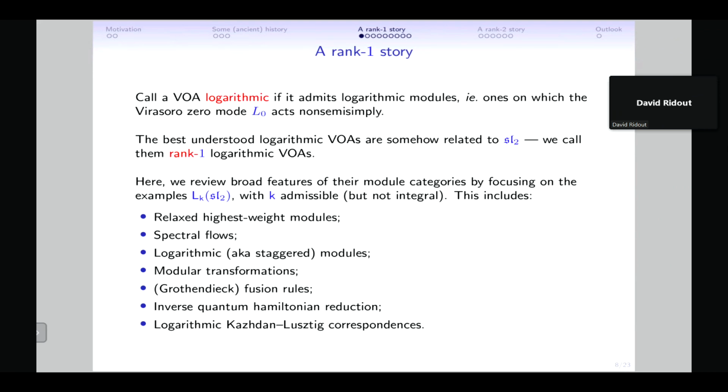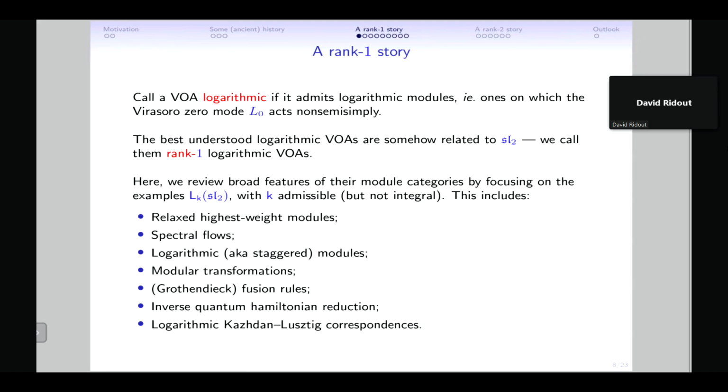And to touch base with what Dražen is going to mention tomorrow, we'll also talk very briefly about something called inverse quantum Hamiltonian reduction. I won't try to explain exactly what that is, because that would take quite a bit of time. I'll leave that to Dražen. And I also want to introduce this notion of a logarithmic Kazhdan-Lusztig correspondence, because that's something which is highly conjectural, but in principle extremely powerful. At least in certain examples, that can tell us quite a lot, which otherwise we would have no idea how to understand. All right, so that's the plan for these rank 1 theories related to SL2.